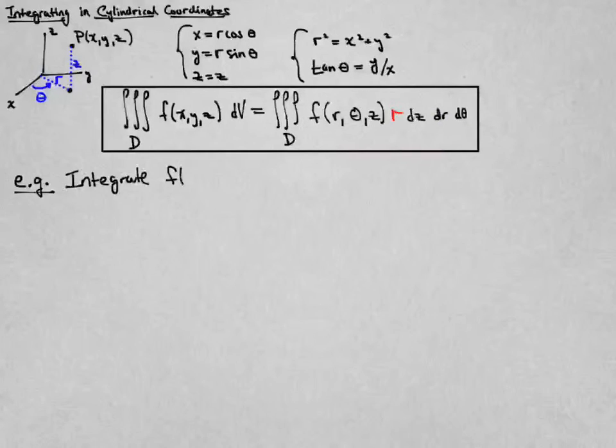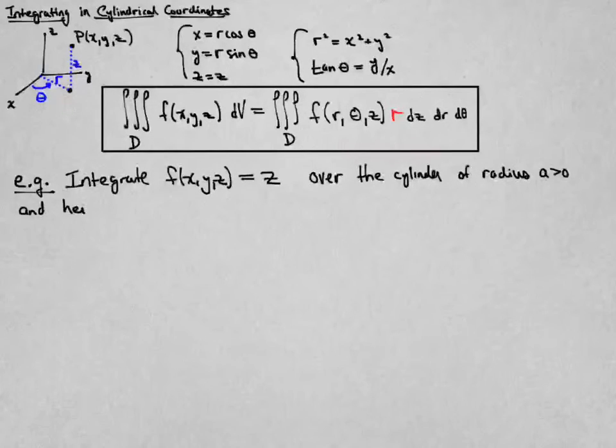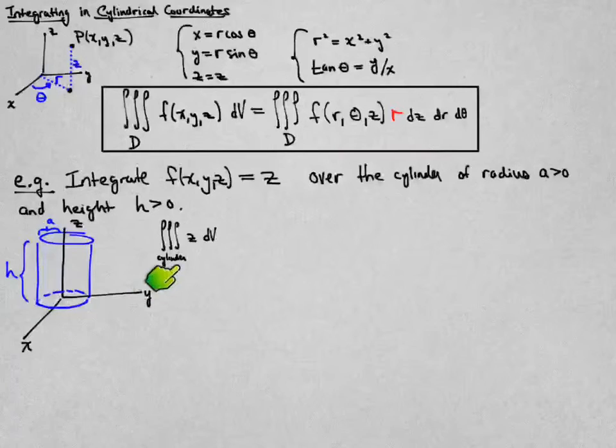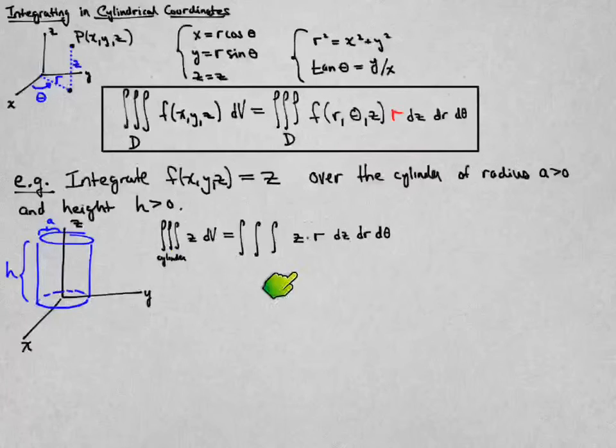Let's do an example. Let's integrate the function z over the cylinder of radius a, which is some positive constant, and some height h, which is some positive value as well. So we're going to take the cylinder centered at the origin, parallel to the z-axis, with radius a and height h. So we need to do a triple integral over this cylinder. The function is z. I need to convert that function, and then we're going to have a factor of r because it's in cylindrical coordinates, and I've chosen the order of integration dz, dr, and d theta.